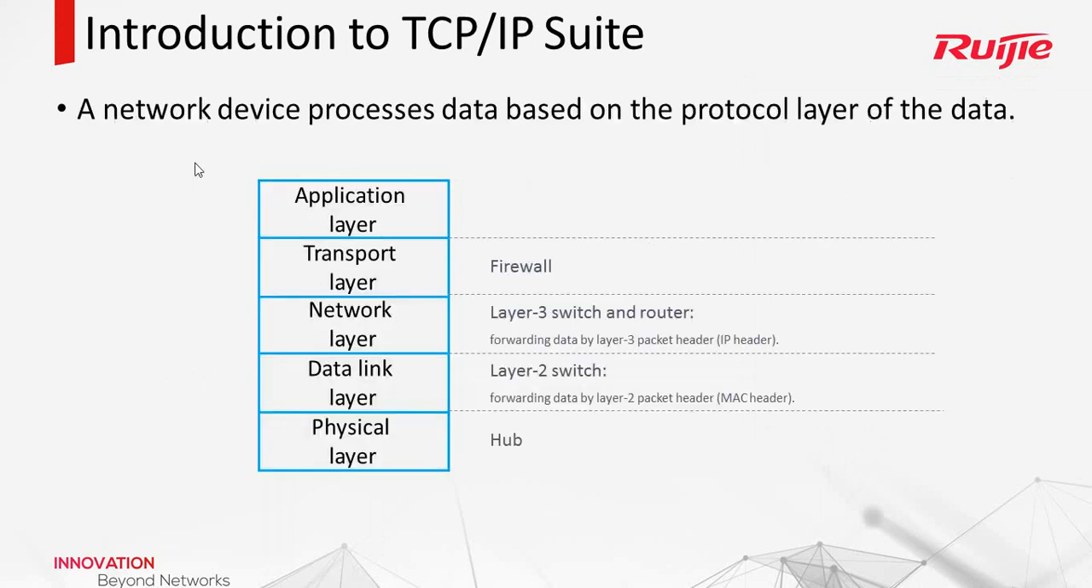Then, for different layers, we need to know some useful devices. For example, in the physical layer, we can see the hub, and the layer 2 switch works in the data link layer. Layer 3 switch and router work in the network layer. Firewall, the traditional firewall, normally works in the transport layer.